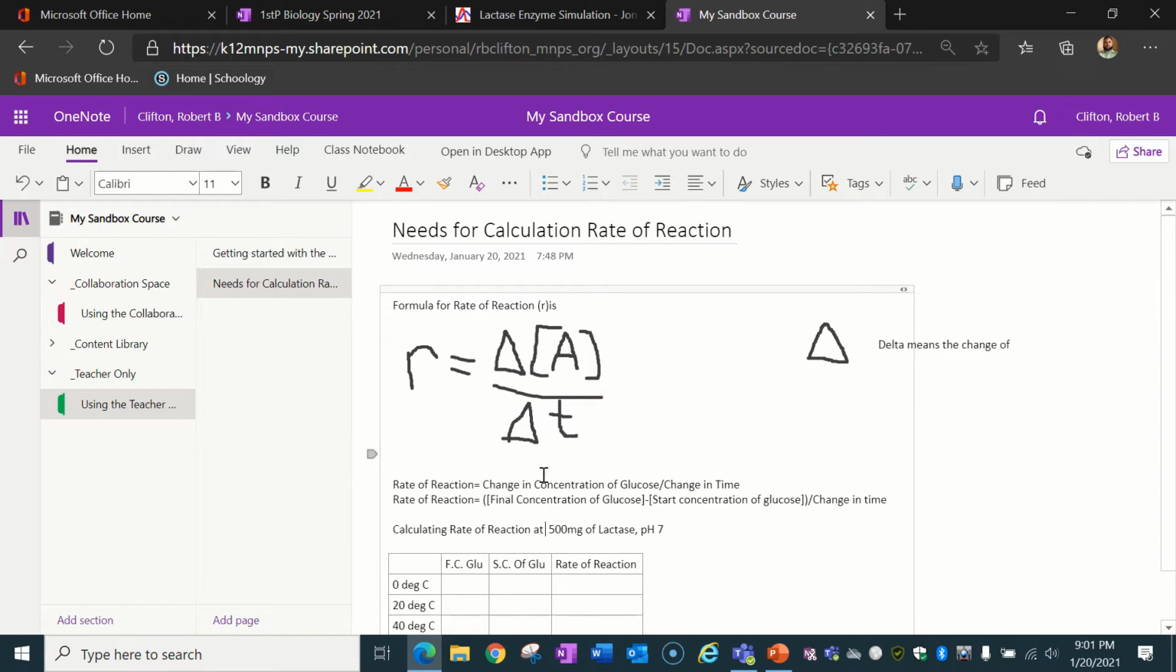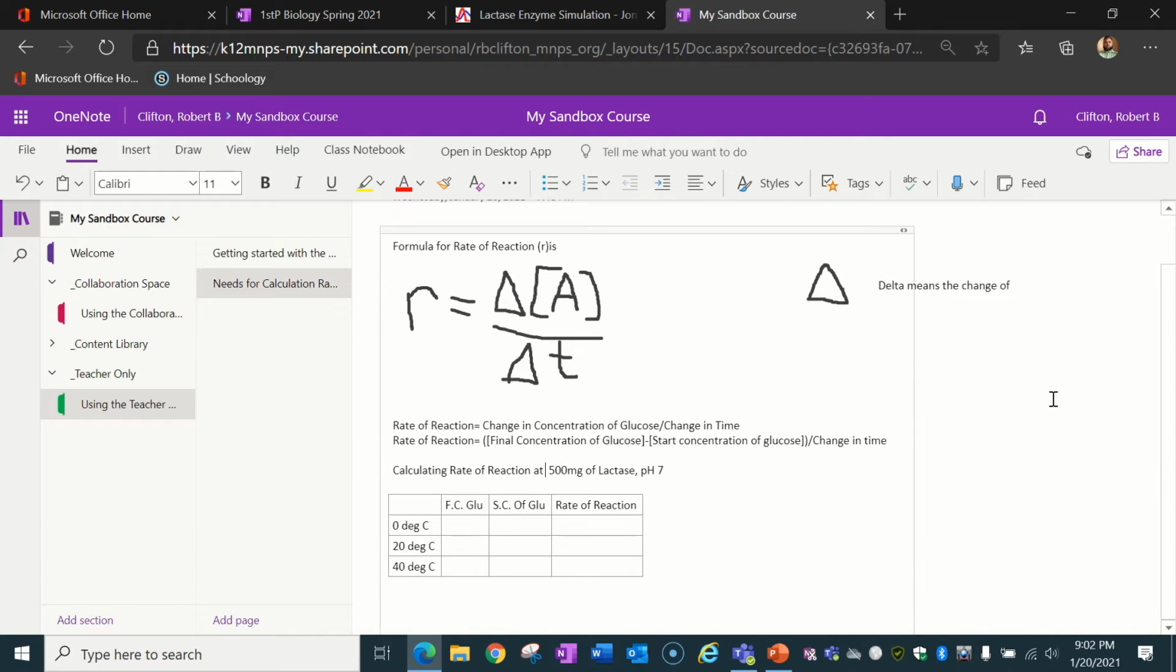All right, so this is the actual legit formula for it. It looks a little bit intimidating, but let's break it down. So the rate of reaction, I've just had it represented as R equals delta concentration of your substrate divided by delta time. And anytime you see delta, which is pretty much like a triangle, it means the change of. So you're subtracting the amount that you had at the beginning from the amount that you finished with at the end of the experiment. So we can break it down a little bit better and spell it out.